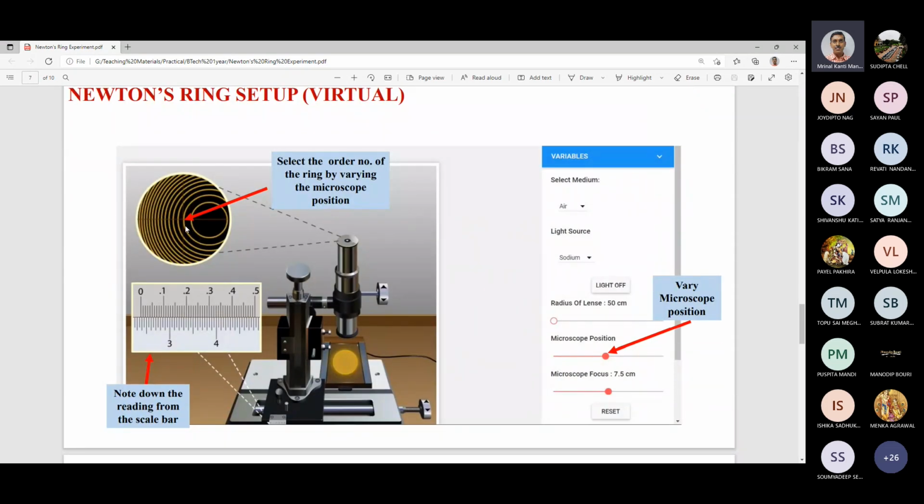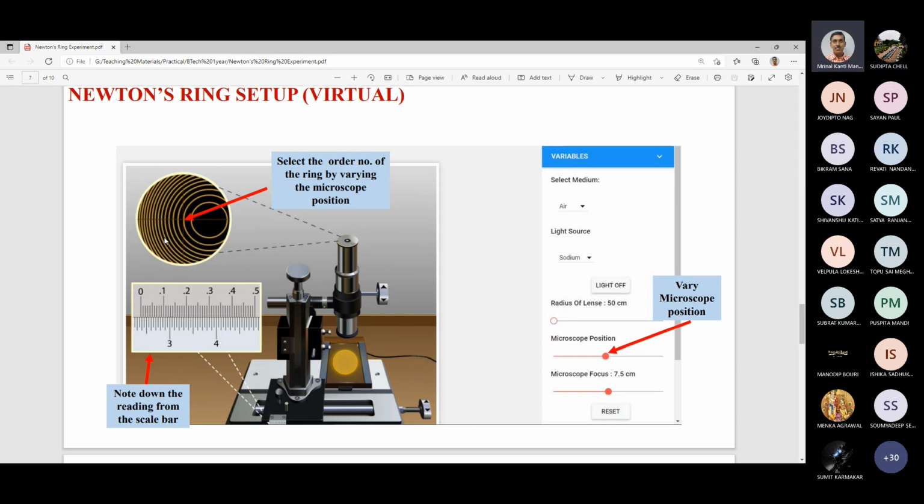Suppose we consider this is your second ring, and we take this reading. After that, if we count 1, 2, 3, 4, and take this reading, then here m equals 4, because this is the 6th position, that is n plus m equals 6, and n equals 2. So we are taking the 2nd and 6th rings. We have to calculate this diameter, and then we will determine the wavelength.